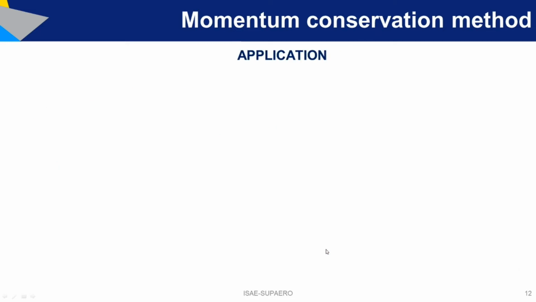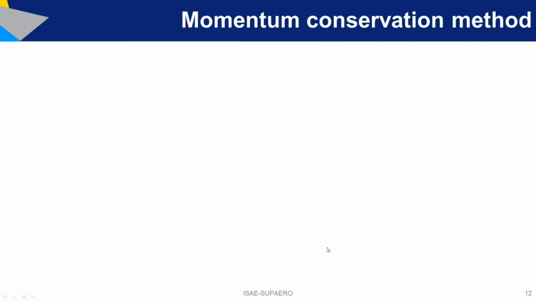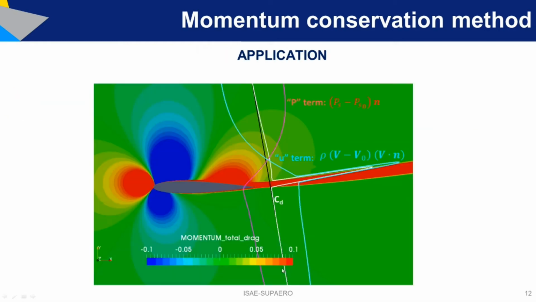Now, let me show you an application of this survey plane based approach. Basically, since the equation can now be applied at the outlet surface, I can put the survey plane anywhere around the body. So this is the case. Let's consider, for example, a 2D case and the flow field around it. In black, you have the survey plane that's normal to the upstream flow direction.